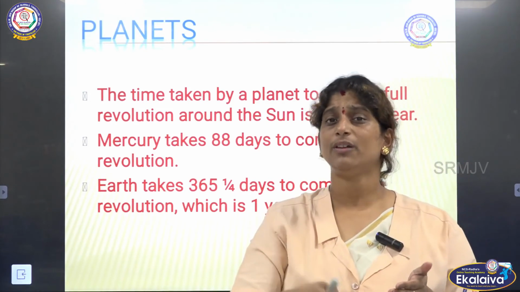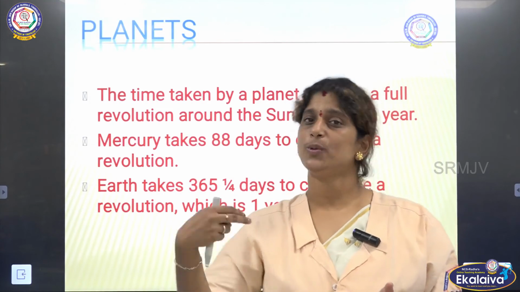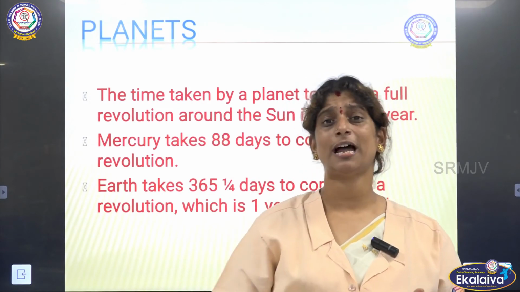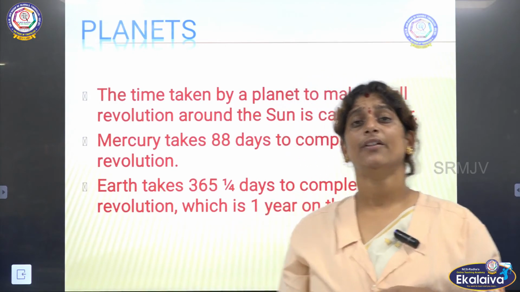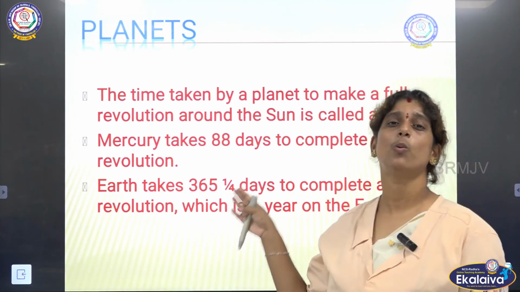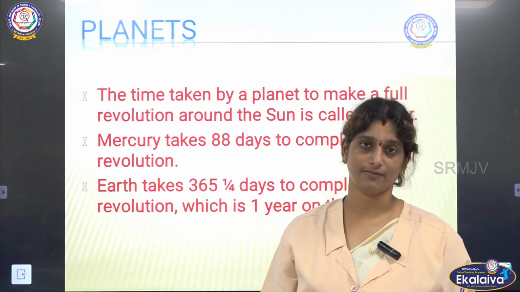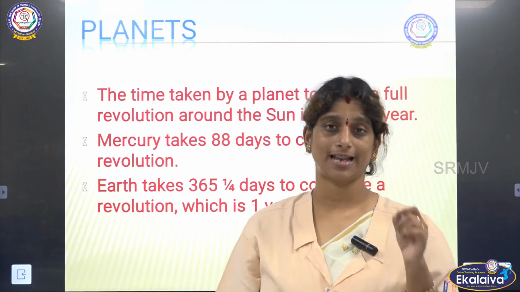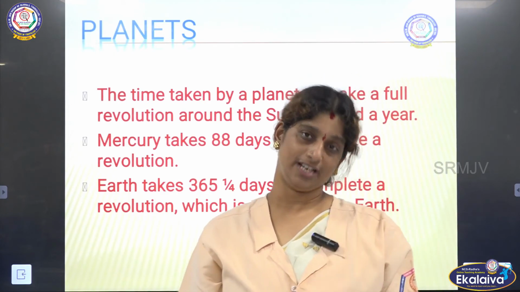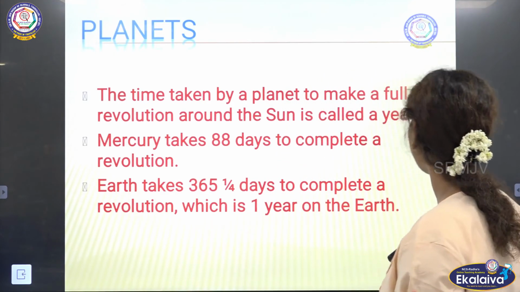After Mercury we have Venus, and after that we have Earth. What happens? The orbit becomes bigger. So Earth takes 365.25 days to complete one revolution. That is why we calculate 1 year as 365 days. Is that clear?